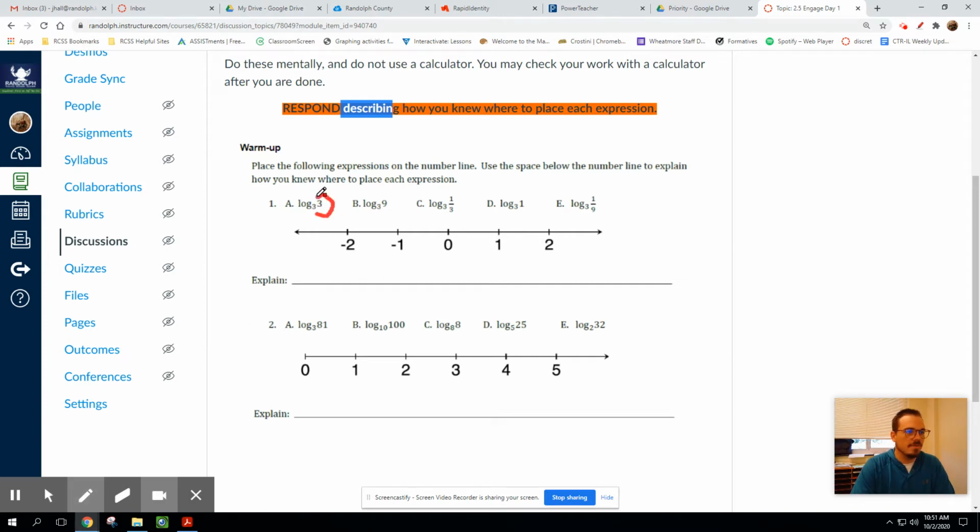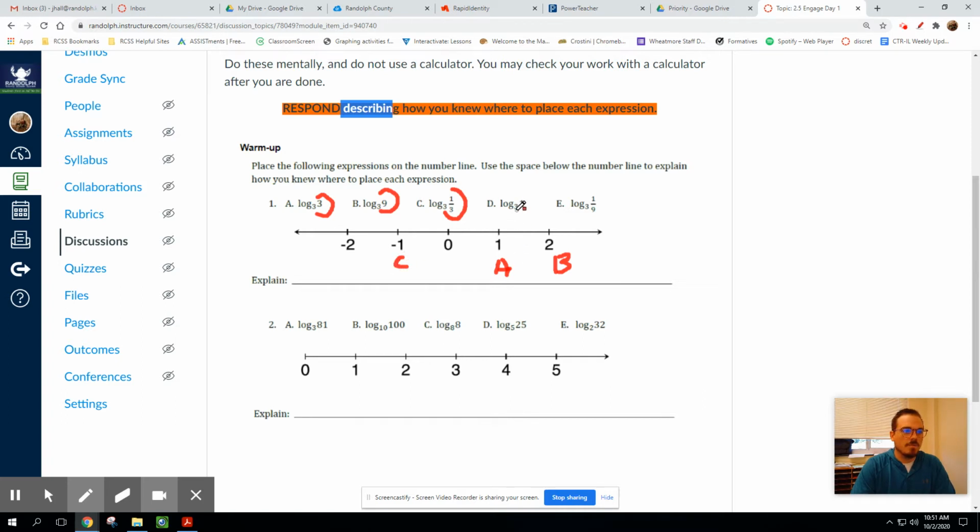So thinking about this as what power of 3 would I have to have to get 3? So A is going to go here. Why? Because 3 to the power of 1 is 3. Around the world, what power on 3 do I get to be 9? So we'll put a B right here. What power on 3 do I get to get 1/3? That goes back to our exponent rules, negative exponents. That's going to be a -1.